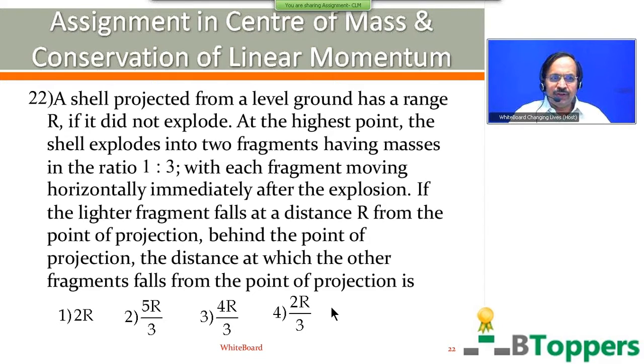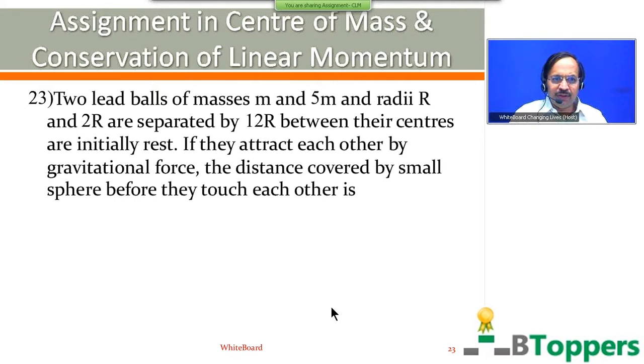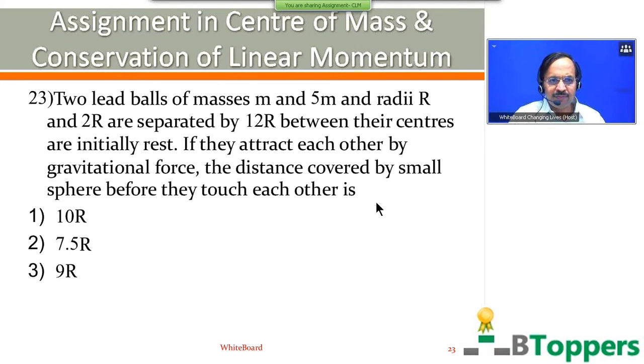So in case you need more time to answer this question, you can take a pause and take your time. I am going to show the next question on screen. Come on, see the question number 23. Two lead balls of masses m and 5m and radii r and 2r are separated by 12r between their centers, initially at rest. They attract each other by gravitational force. The distance moved by the small sphere before they touch each other is... Come on, try the question.